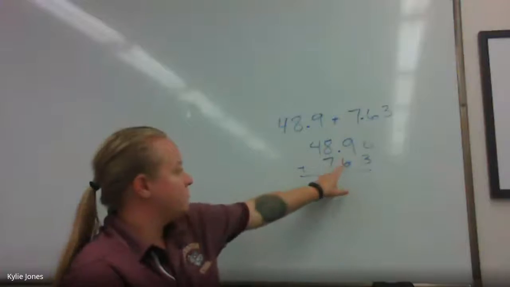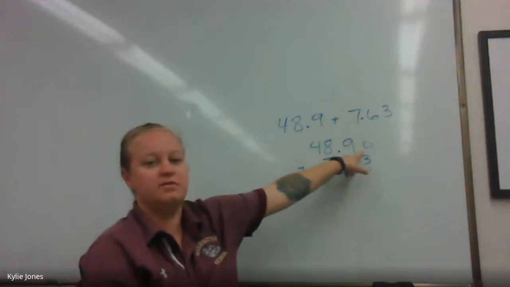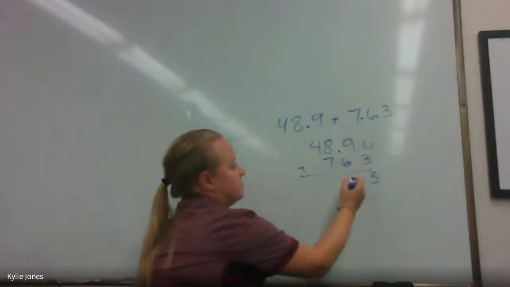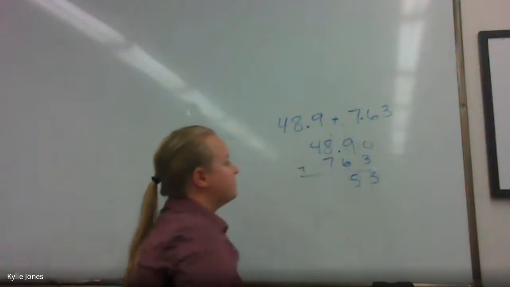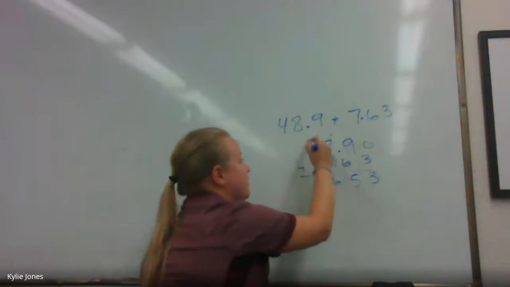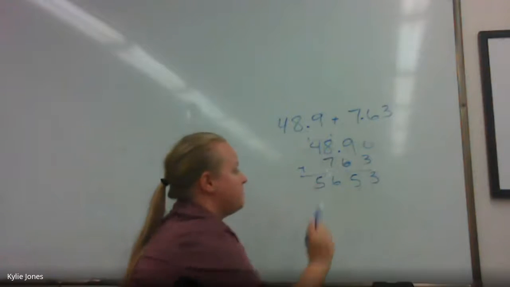Good. So he's correct. We need to line up our decimals first, add our placeholder 0, and then you can add. So 0 plus 3 is 3. 6 plus 9 is 15, carry 1. 8 plus 7 plus 1 is 16, carry 1. And 1 plus 4 is 5.